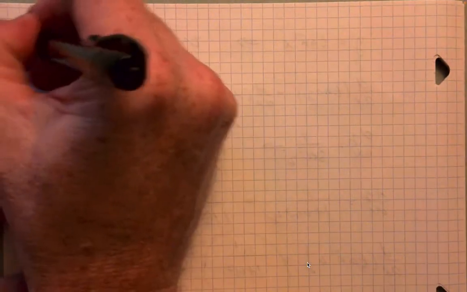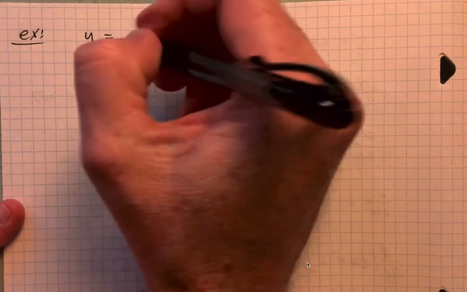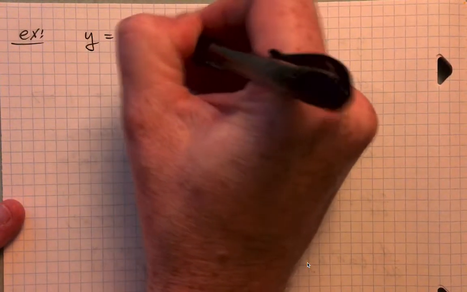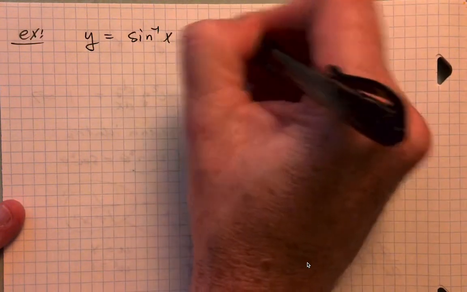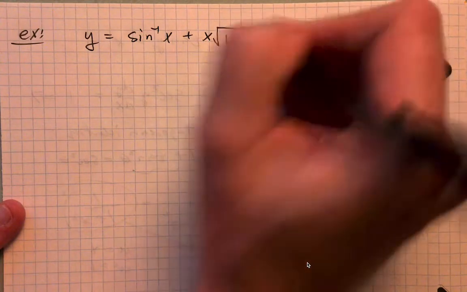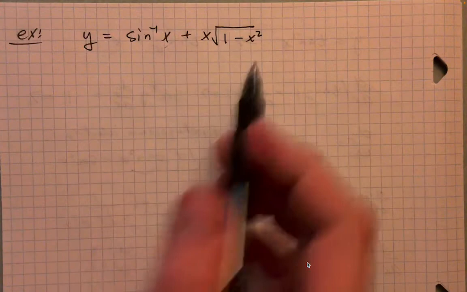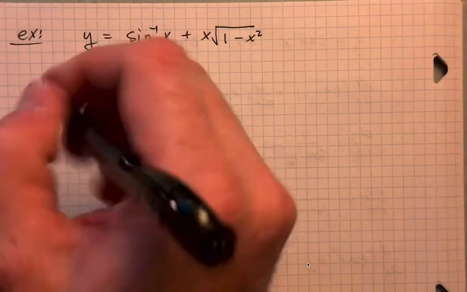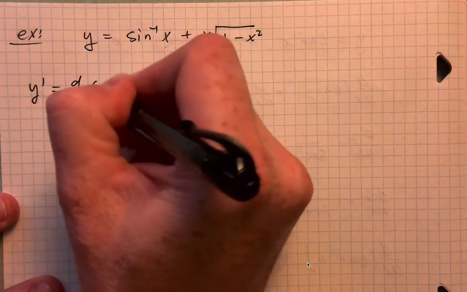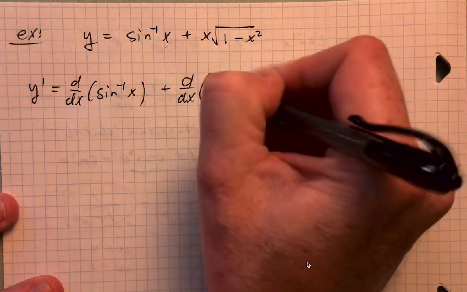Let's do an example, something concrete here. So y equals the inverse sine of x plus x times the square root of 1 minus x squared. Okay, so here you've got an inverse sine function, and then you've got this other piece over here. So let's differentiate this. So y prime is equal to d dx of the inverse sine of x plus d dx of this guy.